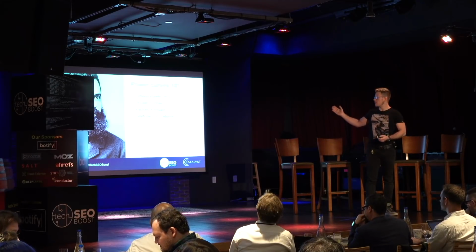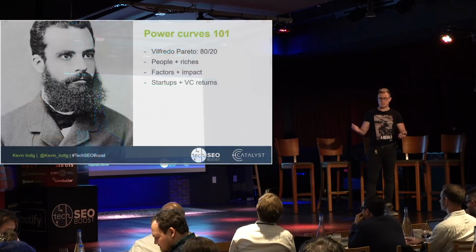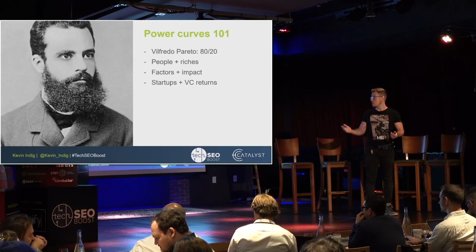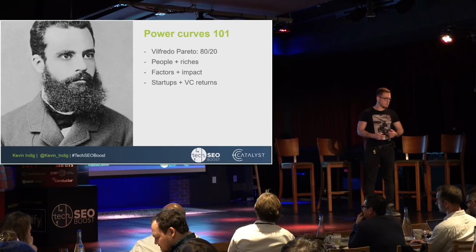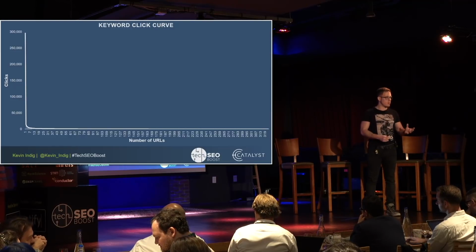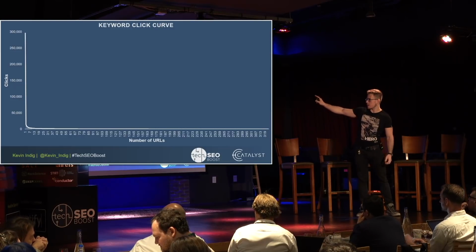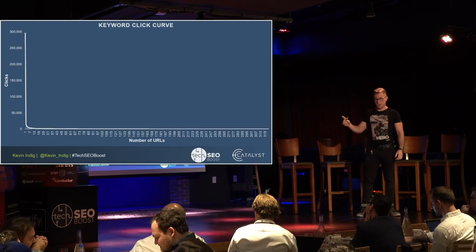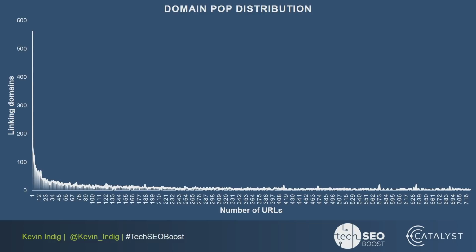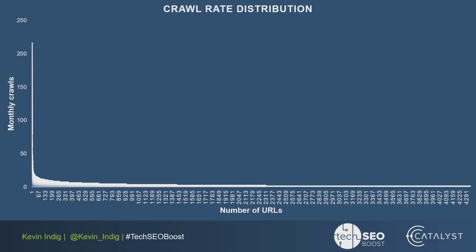For example, that a few people own the most riches, that a few ranking factors have the highest impact, or that a few startup investments bring the highest returns. And we also start to see this all over in SEO. This, for example, I know it's hard to recognize, is a graph showing the pages that rank for the most keywords or bring in the highest traffic. And we find the same with backlinks. A few pages get the most links. And also a few pages are crawled the most by Google.